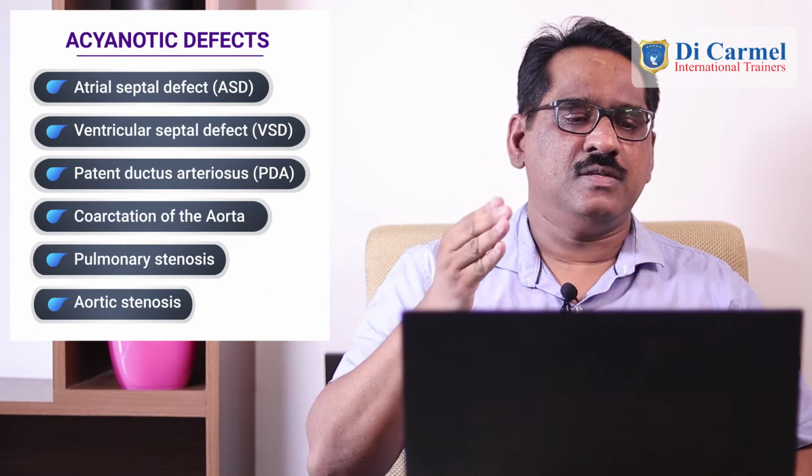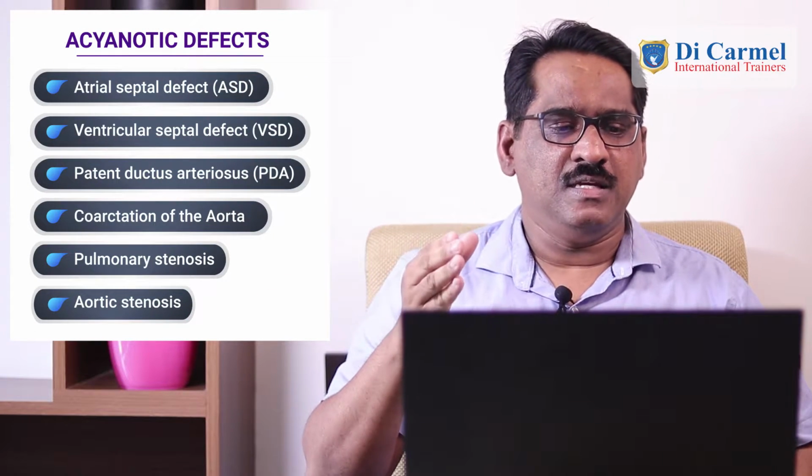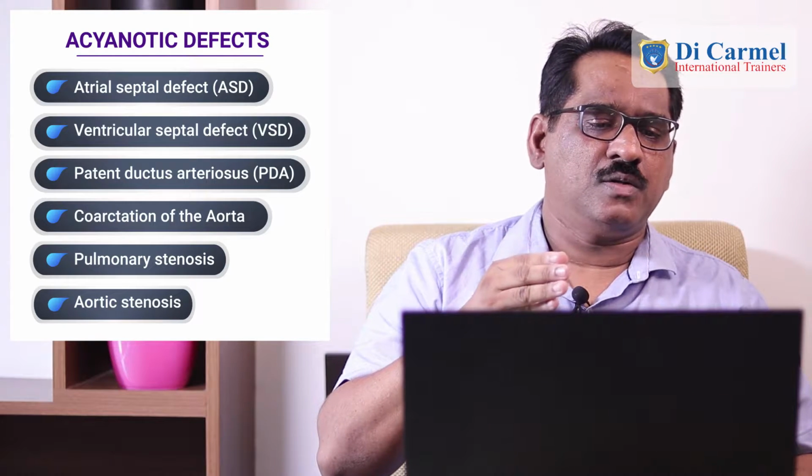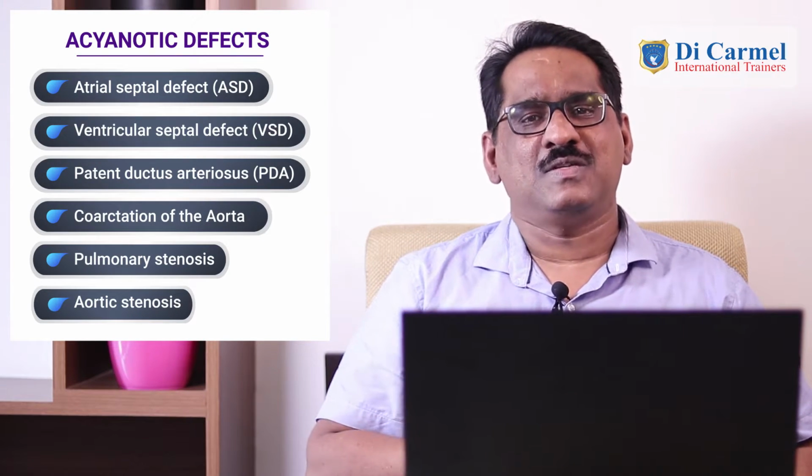So here I'm going to bring up a list of topics. In fact it's a long list. I have six of them, as you can see, of acyanotic defects, the classic ones that are listed here. So that includes ASD, VSD, PDA, coarctation of aorta, pulmonary stenosis and aortic stenosis. So let's look into these topics briefly.